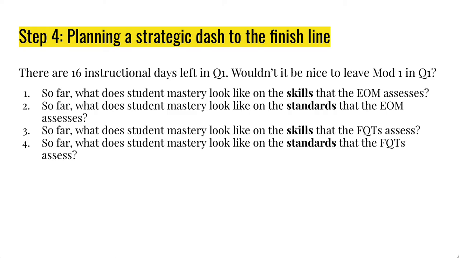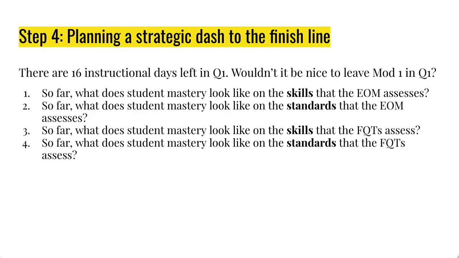Presumably they've been assessed on the skills that lead up to them being able to do the FQTs and the EOM. How are they doing so far based on the data you've collected? And the same thing with the standards. What are the standards for the EOM and the FQT? And based on what students have already done with you in class, what are they crushing, and what do they still need some support in?